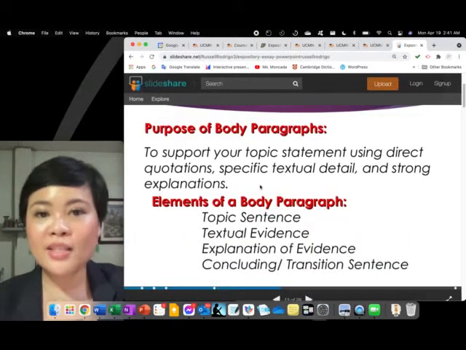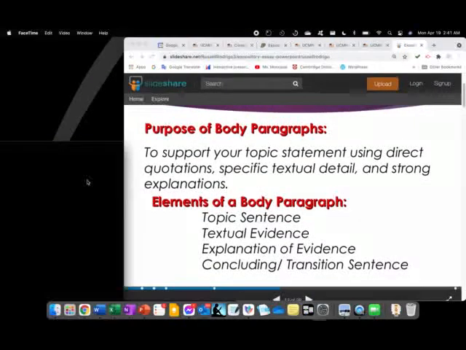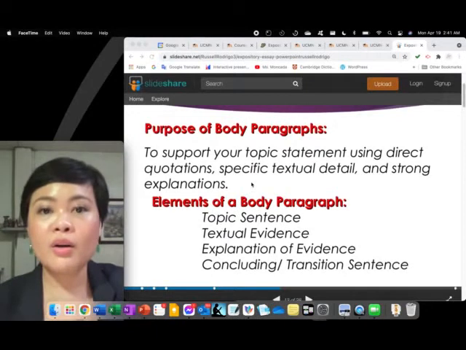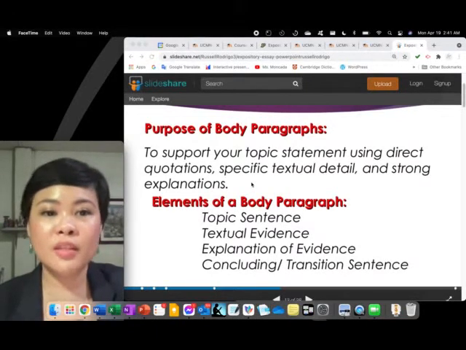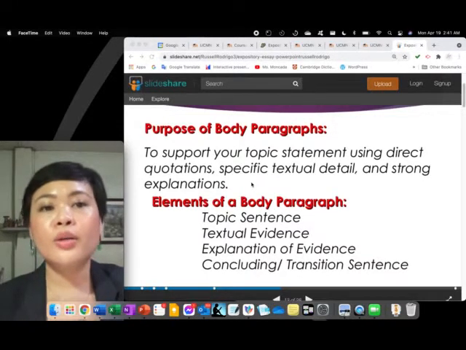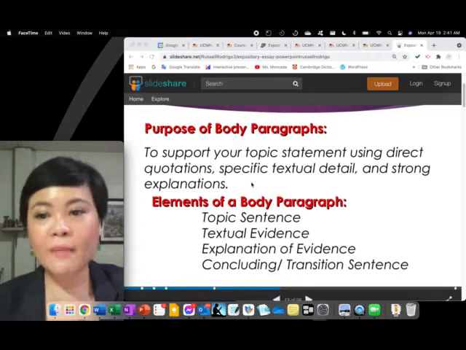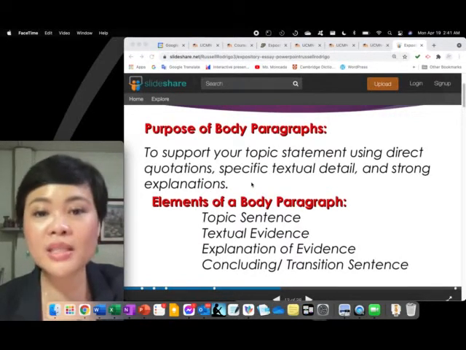So next, let's talk about the body paragraphs. What's the purpose of the body paragraphs? They are there for you to support your topic statement. Use direct quotations, specific textual detail, and strong explanations. This is the part where you will use references, okay? But of course, if you should quote, please limit it to only a few words, maybe less than 10 words, and make sure to use APA 7 in your citations, all right?